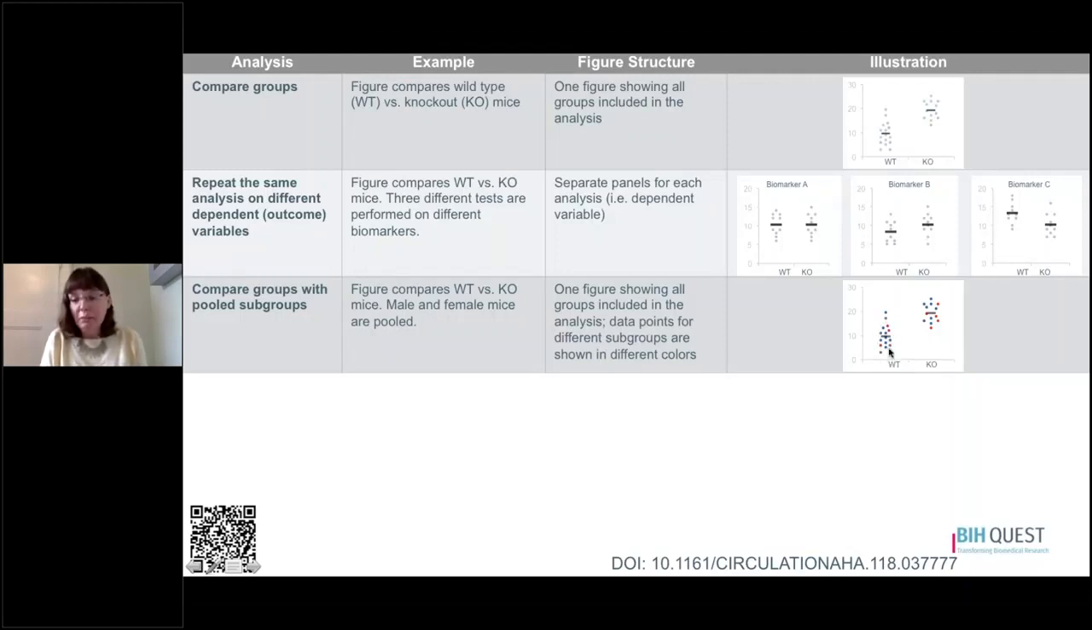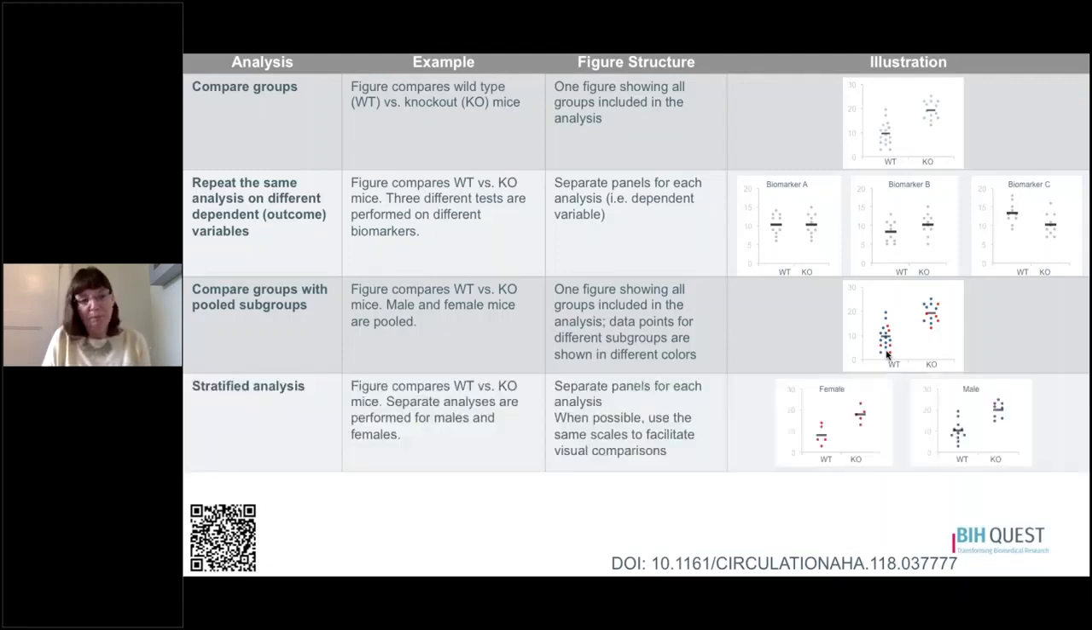And I can look with my eyes and see, oh, it looks like the males and females do have similar values. I don't see any obvious differences between the 2. So it looks like it makes sense to pool those 2 subgroups.